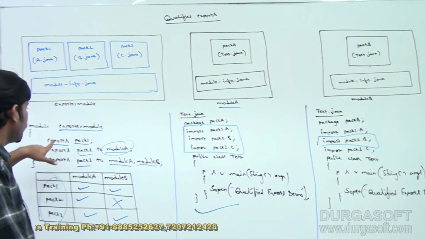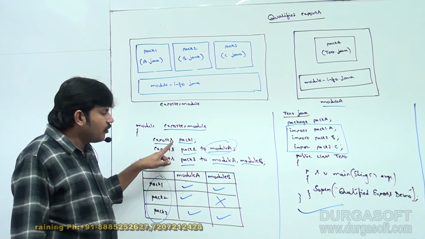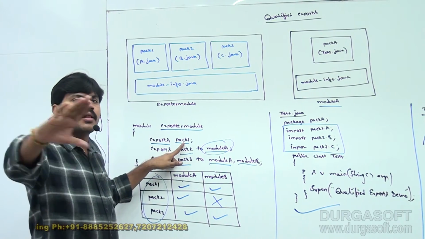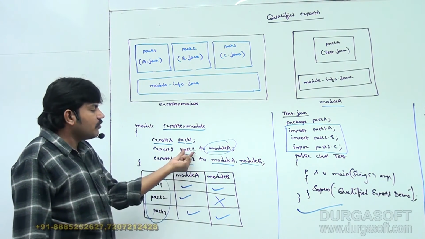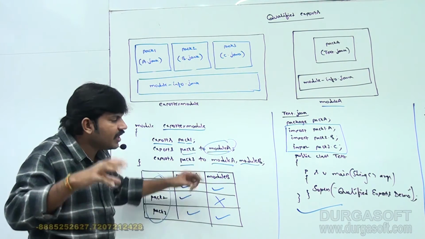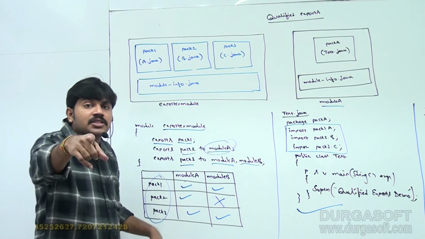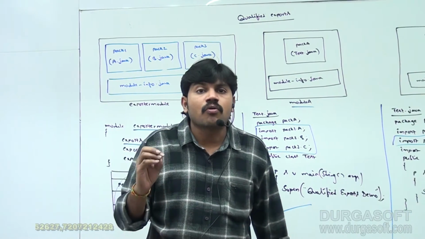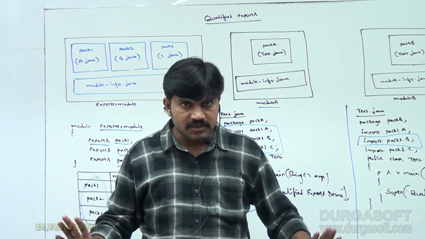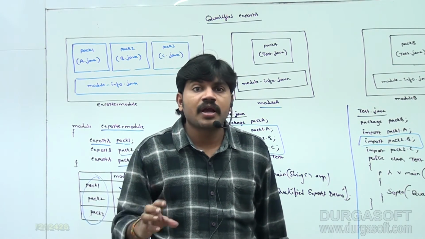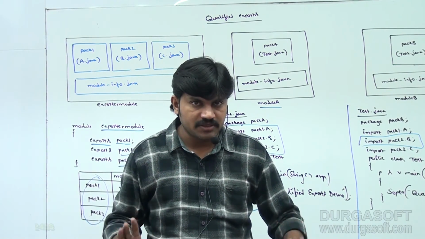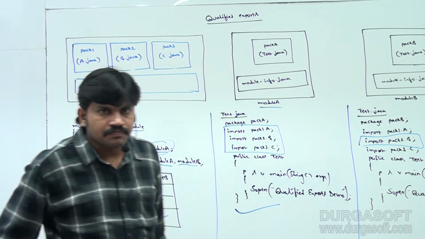If you consider exports pack 1, now pack 1 is available for all the modules. Exports pack 1 to module A: now this package is available only for this particular module. Such type of concept is nothing but the qualified exports concept. Are you in a position to understand? You should have clear clarity about this terminology. Okay, that's all. Thank you.